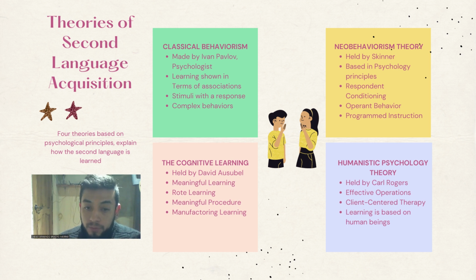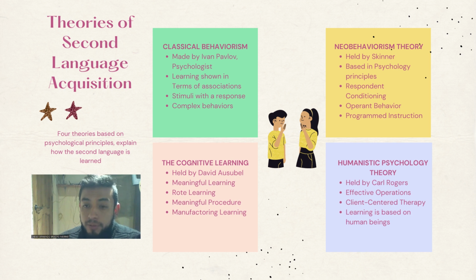The third theory is called cognitive learning theory. This theory is based on the cognitive learning of the person. So this meaningful procedure is composed of signals, symbols, ideas, and notions about the language. In this theory, there are two kinds of learning. The first one is called rote learning, and the second is meaningful learning.